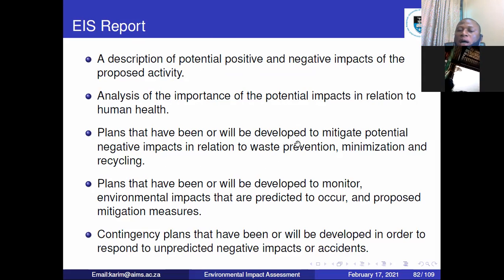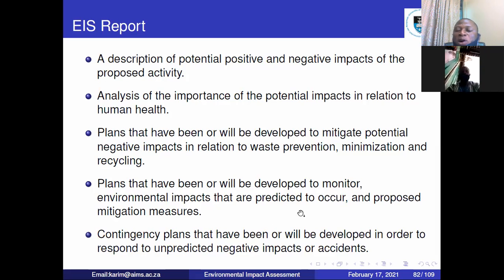Are you going to prevent the waste, or are you going to minimize it, or are you going to recycle the waste that is being produced? Plans that you have, or those that you will develop in order to monitor the environmental impact. When you start the project, what are your plans? What measures are you putting in place? Do you already have the measures? Are you yet to develop those plans?